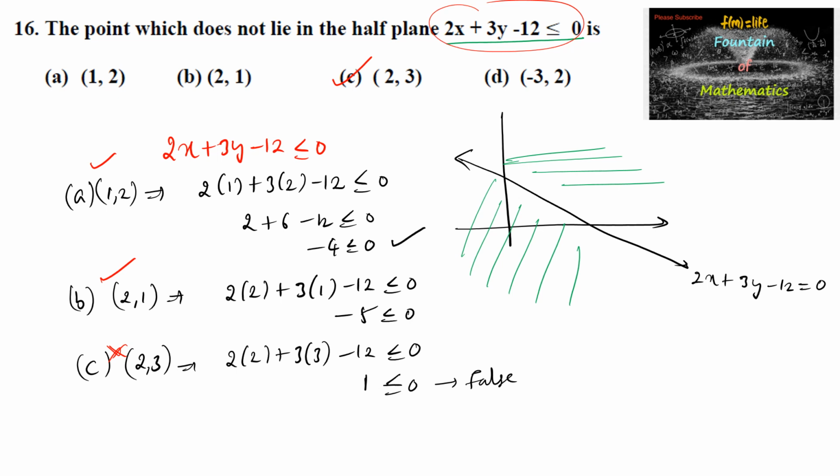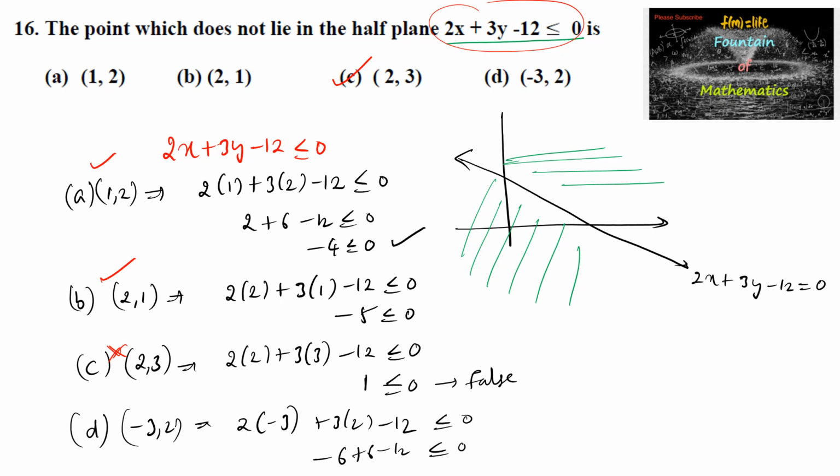And also let us check option D. Option D gives (-3, 2). So 2 times -3 plus 3 times 2 minus 12, which is -6 + 6 - 12, which is -12 ≤ 0, true. So this point is also satisfying the half plane. So the point which does not lie in the half plane is (2, 3).